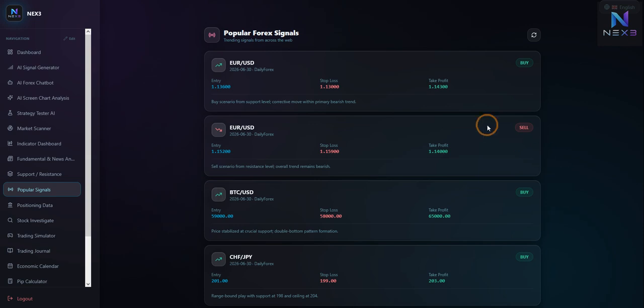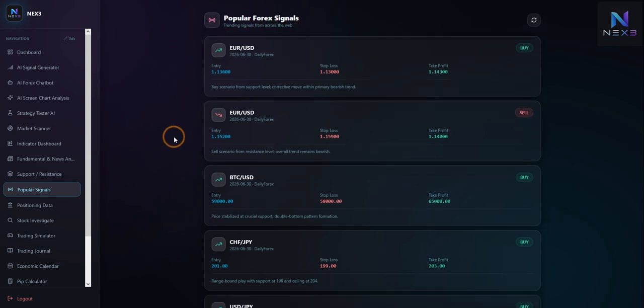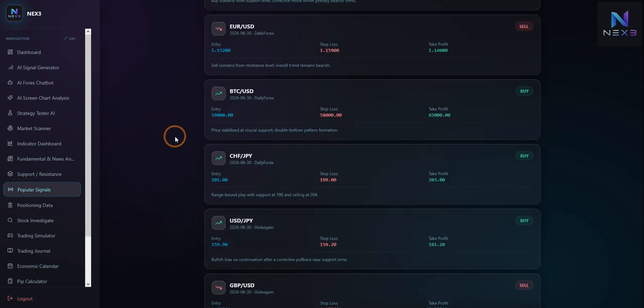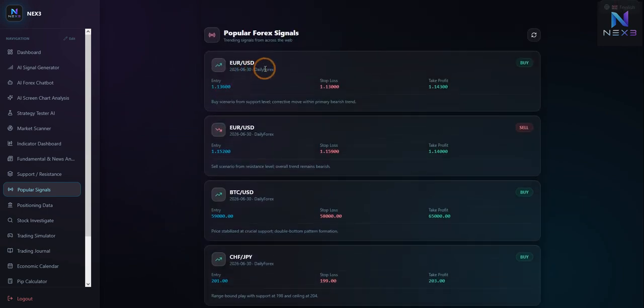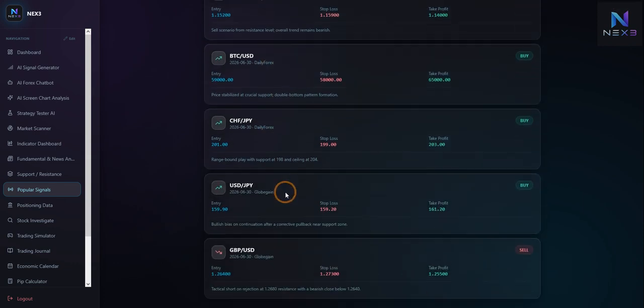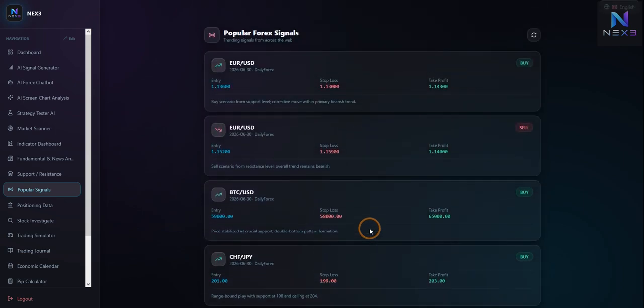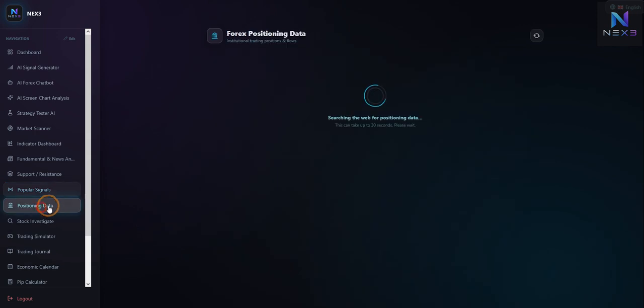Next is popular signals. This feature acts like a market-wide aggregator. It scans the entire platform to find the most active, trending signals. For each trending signal, it delivers ready-to-use, highly actionable data, including the precise entry price, the suggested stop-loss, and the immediate take-profit target, so you can capitalize on market momentum in real time.